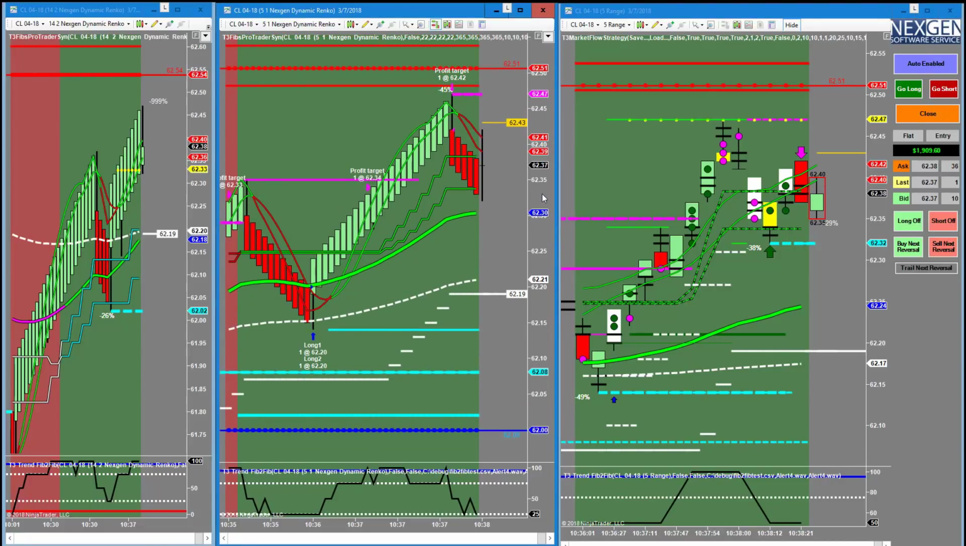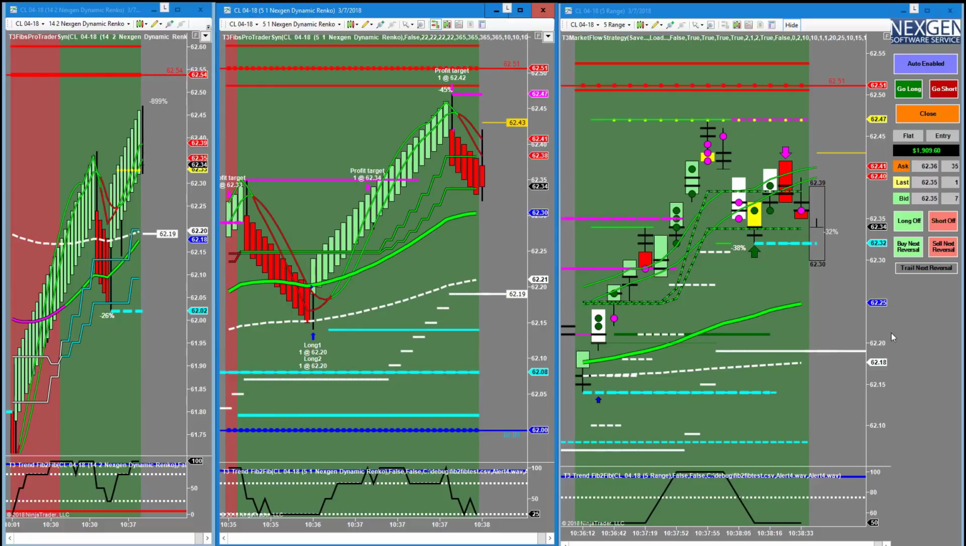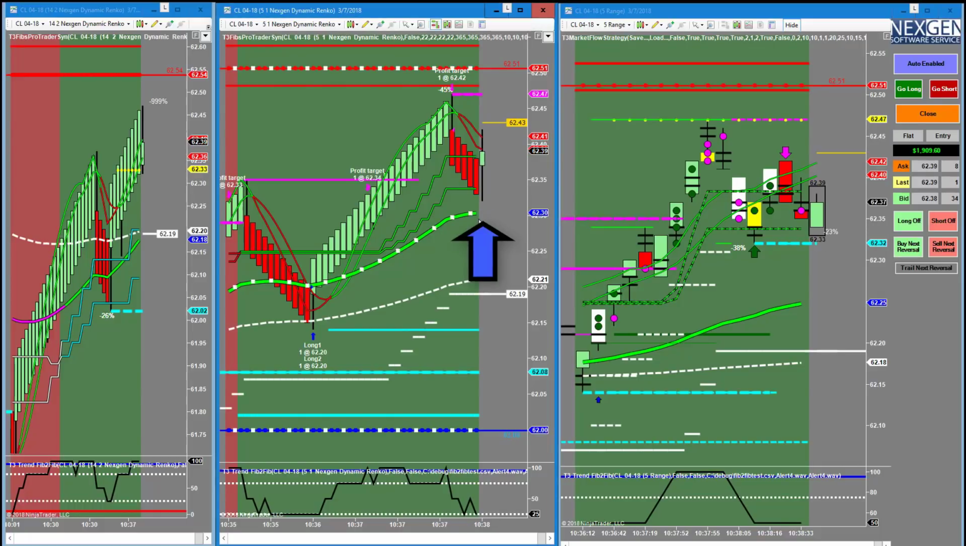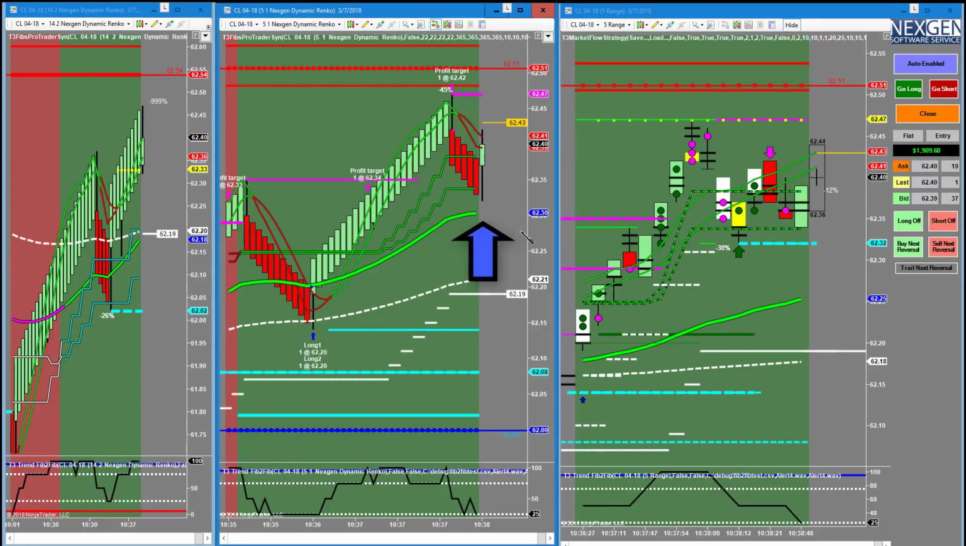And really looking at the large chart, we have the potential of maybe even doing one more trend trade long. So we start to think, are we going to get a trend trade long from the first spot, which is 62.30, right here at our mid band.